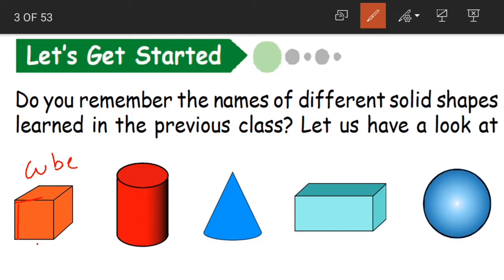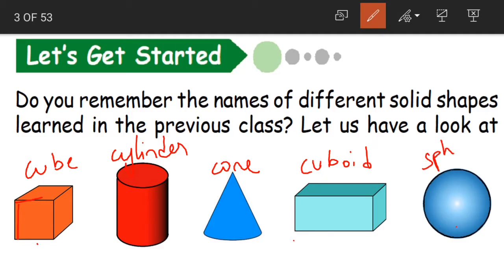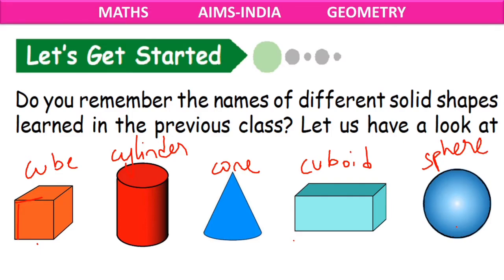What is the second shape called? It is called a cylinder. What is the third shape called? It is called a cone. What is the fourth shape here? It is a cuboid. And coming to the last shape, it is a sphere. These are the different solid shapes that we have already learnt in our previous classes.